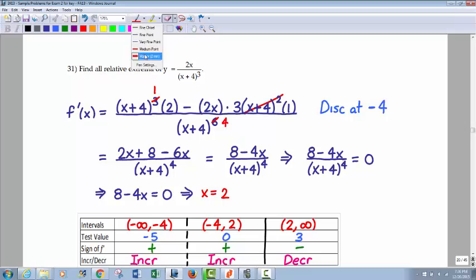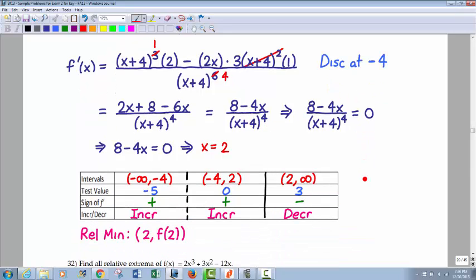So what do we have? We have, so then that goes to the first power, which then allows us to distribute. So you have 2x plus 8. And over here, all you have left is a 2x and a 3. So you have 2x plus 8 minus 6x, 8 minus 4x, set that over the x plus 4 to the fourth. Set that equal to 0. And like I said, we don't care about the denominator. We only care about the numerator. So set the numerator equal to 0 and you will get 2.